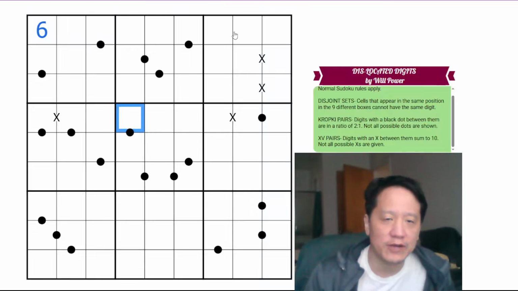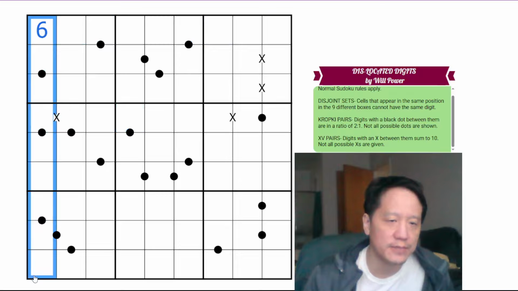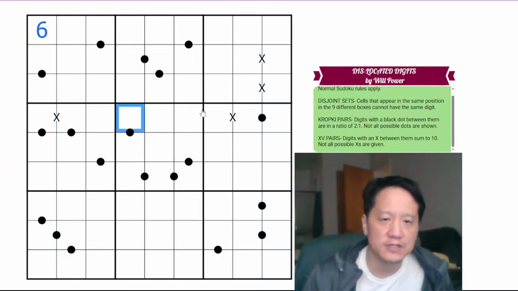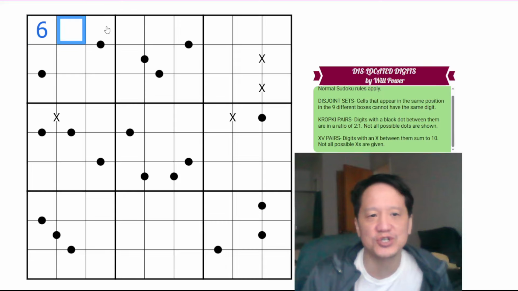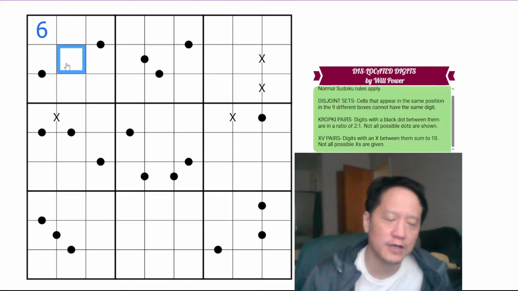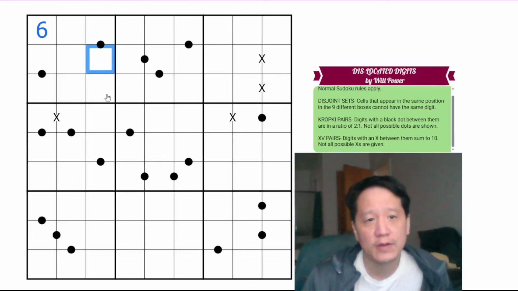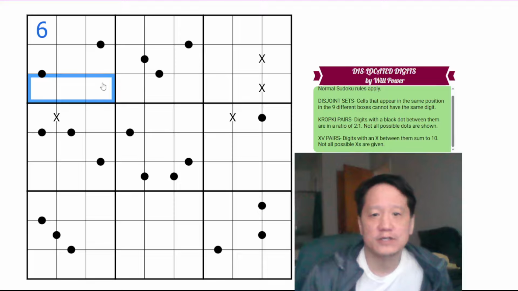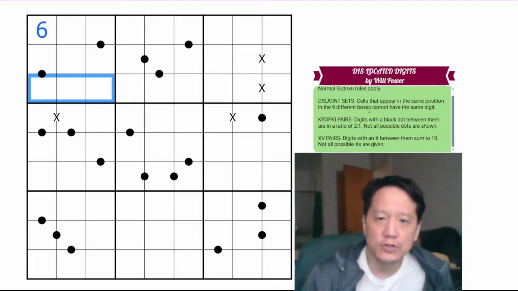Obviously, you would not be able to have a 6 in the row and the column that it's in, but you also cannot have a 6 in any of the other cells that are in the same position for other boxes, right? So that's basically upper left corner, upper central position, upper right corner, left central position, the center cell, right central, etc. So that's an example of how disjoint sets work.